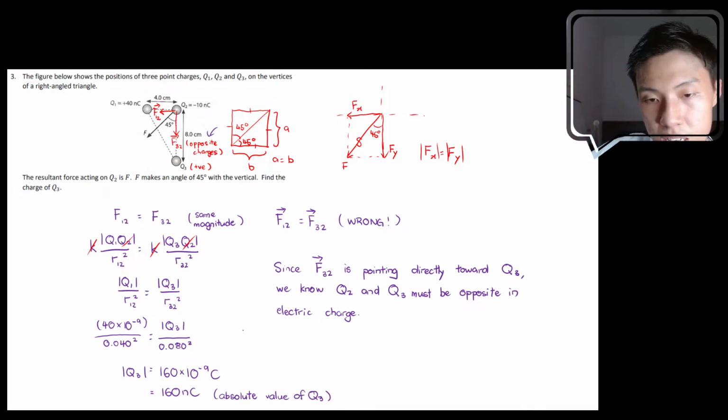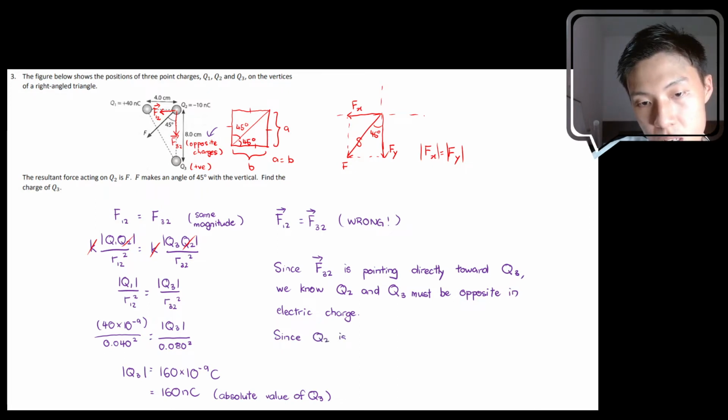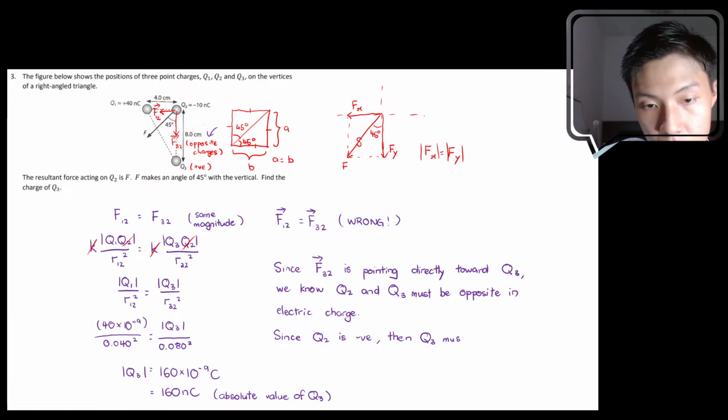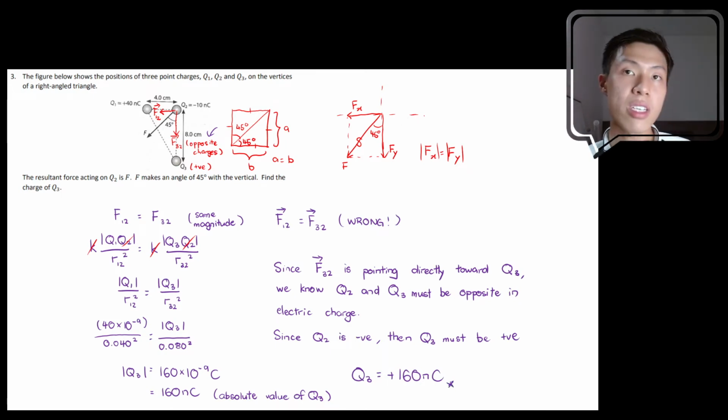And now, since Q2 is negative, sorry. Since Q2 is a negative charge, then Q3 must be positive. Therefore, you end up your answer by saying that Q3 equals positive 160 nanocoulomb. And that's how you finish up this question.